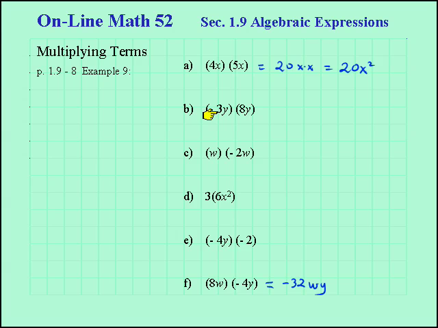That'll be very similar here. Y times y is y squared. And these terms, everything's being multiplied together. Negative 3 times y times 8 times y. In that case, the coefficients, negative 3 and 8, can multiply together. Negative 24. Y times y, y squared.